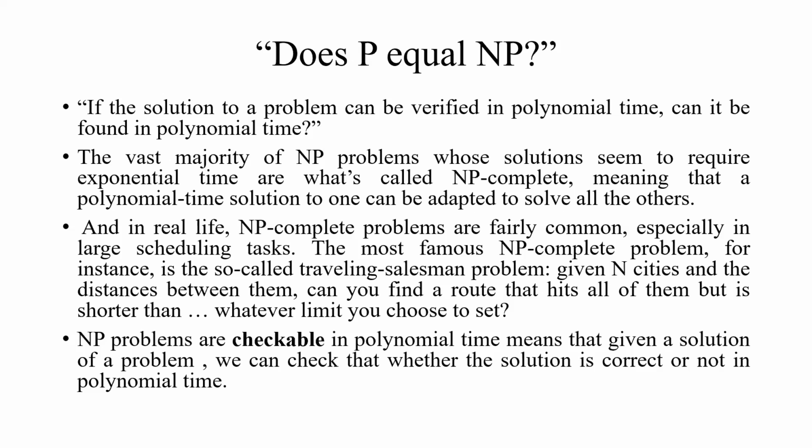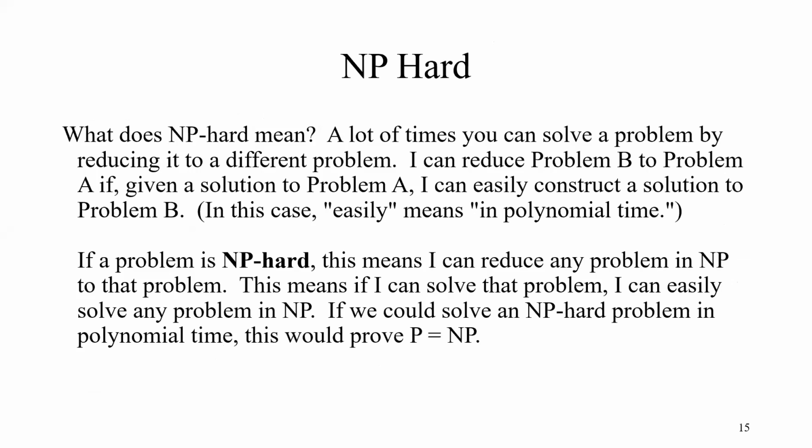Most important is, I hope you have covered in many of the algorithm related subjects, the traveling salesman problem, where we say, given n cities and distance between them, can you find a route that hits all of them but is shorter than the previous one? NP problems are checkable in polynomial time, meaning that given a solution, we can check whether the solution is correct or not in polynomial time. So if we can verify that a particular problem will be solved, only verify, we say that it is NP complete. Then what is NP hard?